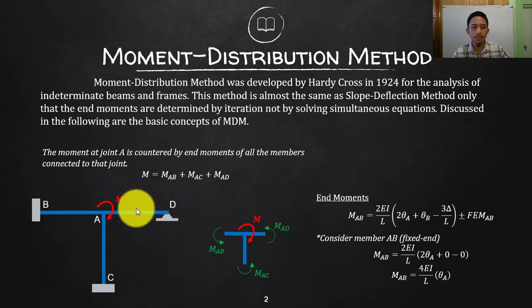So let's say that is totally braced from lateral sway. So that will be 0. So your end moment at AB, that MAB here, will be 4EI over L theta A. What if we consider the other members?